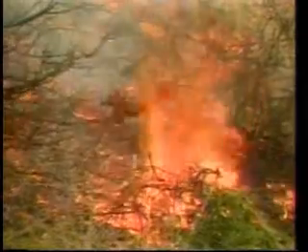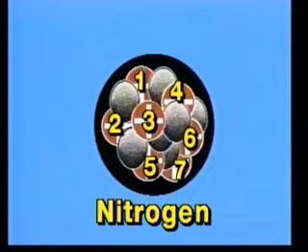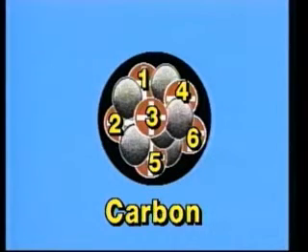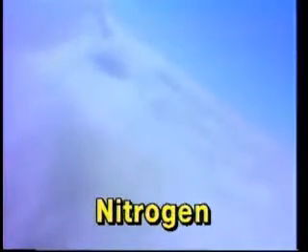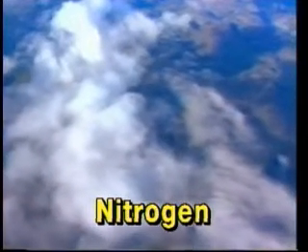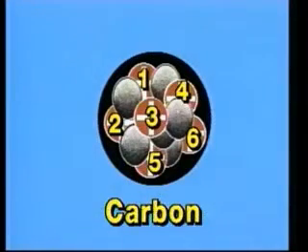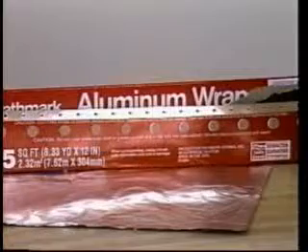A dark solid, carbon makes up most of the burned wood we see here. On the other hand, nitrogen, with 7 protons, has just 1 more proton than carbon. And nitrogen is a colorless gas that's all around us, making up most of the Earth's atmosphere. So the number of protons in a nucleus determines what the element is, whether it's carbon or nitrogen, or perhaps aluminum or gold.